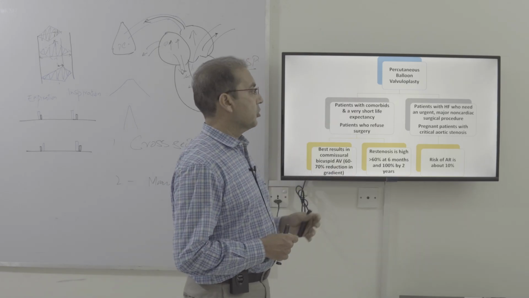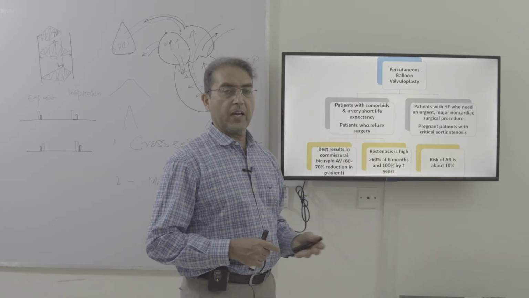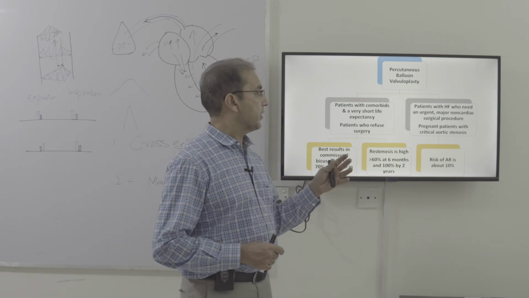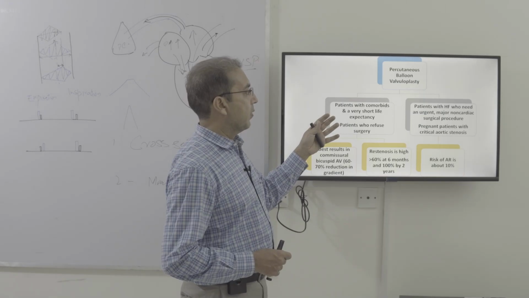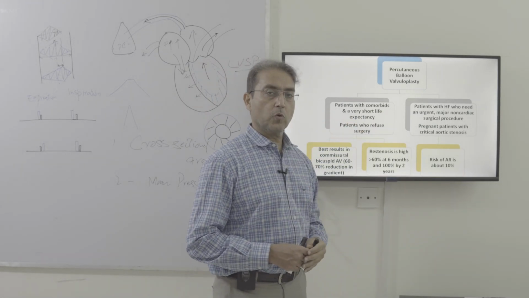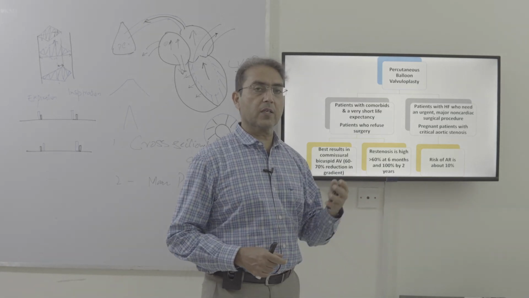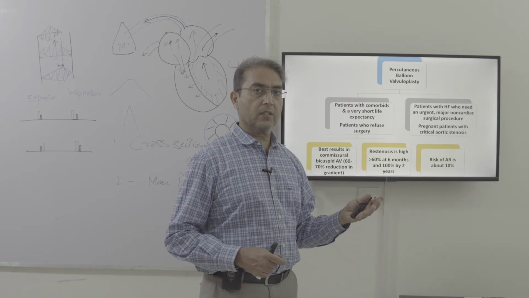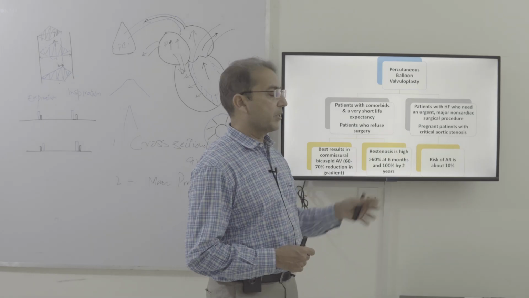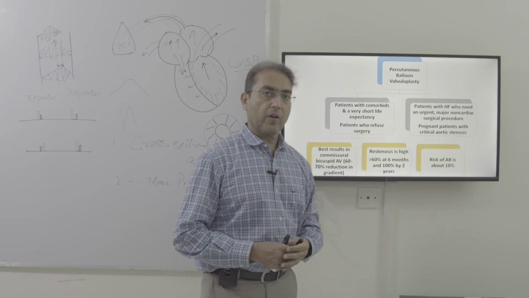Similarly, patients who've got short life expectancy and they have comorbid conditions, for example, the patient may be having some malignancy or some other debilitating illness. In these patients, we go for balloon valvuloplasty rather than going for surgery. Patients with heart failure who require surgery for some other condition, for example, if the patient has developed intestinal obstruction, the patient requires urgent surgery. In that case, we can go for balloon valvuloplasty. Similarly, pregnant patients who've got critical stenosis can go for balloon valvuloplasty.